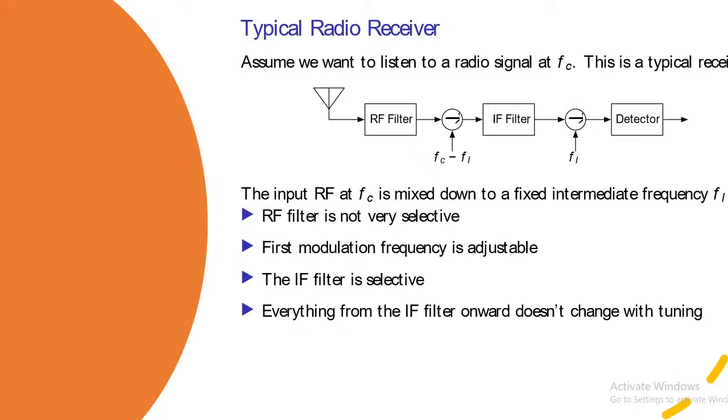Suppose RF is at 100 MHz. 1% bandwidth for that filter is 1 MHz, whereas at 100 kHz, 1% is 1 kHz. See the difference between 1 kHz and 1 MHz, a factor of 10 to the power 3. That is why the RF filter is not very selective. The modulation frequency is adjustable. IF is very selective. Why? IF is at a much lower frequency compared to RF, so it will definitely be selective even if it is 1%.